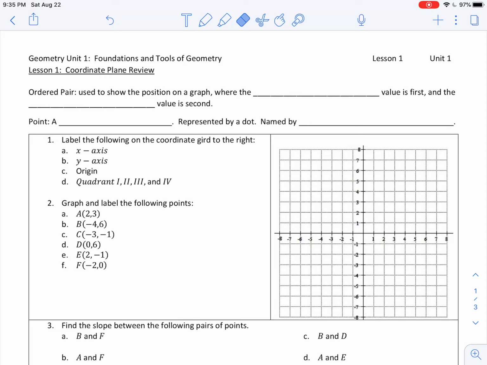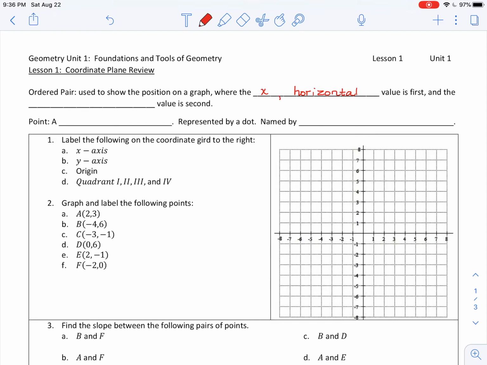So we're talking about the coordinate plane. We're just reviewing it. It should not be new to any of you guys. And we're going to start with what an ordered pair is. The ordered pair are just the values that show the position on the graph. We put the x value first. And remember, the x one is the one that goes horizontal. I always tell my classes x goes side to side like a xylophone.